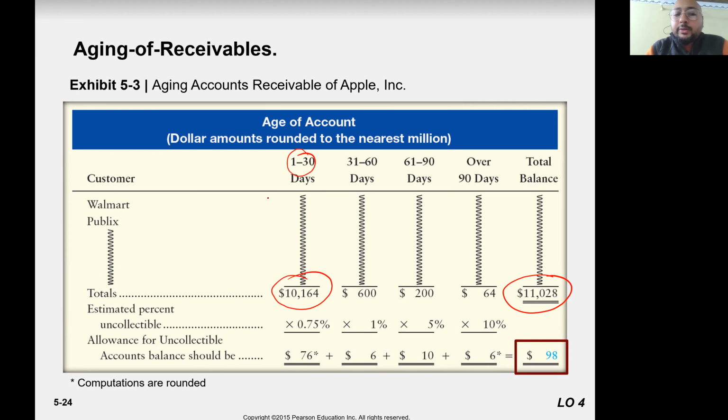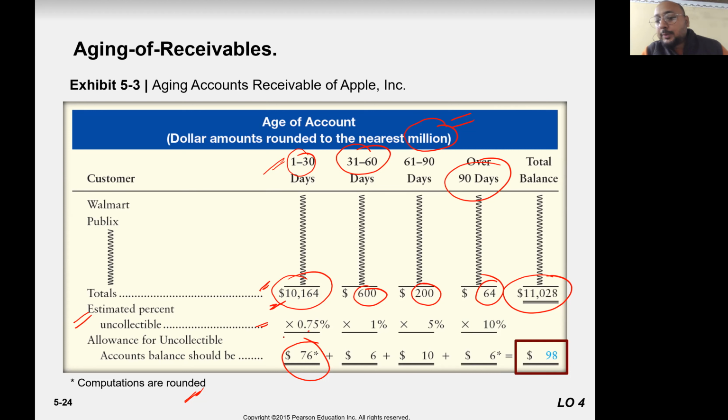So in 1 to 30 days, this much amount is going to be received. 31 to 60 days, this much, 600 million, is going to be received. This is in million. 61 to 90 days, 200 million is going to be received, and over 90 days, 64 million is going to be received. And you find out that the chances of it not being collectible are low when collected early. So that's why it's 0.75. You multiply 10,640 with 0.75. If you round it, it would be 76 million.